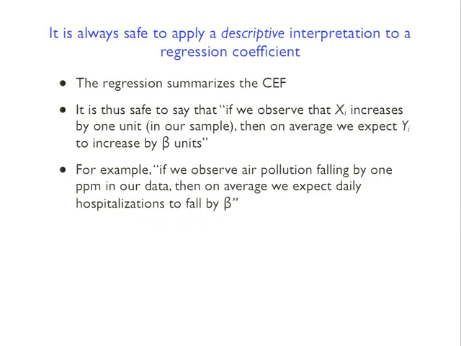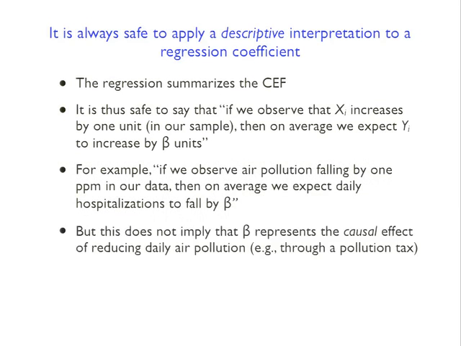But that doesn't imply that beta represents the causal effect of reducing daily air pollution. For example, it wouldn't necessarily give you the effect of some sort of pollution tax that would reduce air pollution. It would not give you the effect of that tax on hospitalizations. And the reason is that, as you probably know even without taking econometrics, correlation doesn't imply causation. So the next lecture will talk more about causality and when we can ascribe a causal interpretation to a regression coefficient versus when we just say it's describing a relationship in the data.